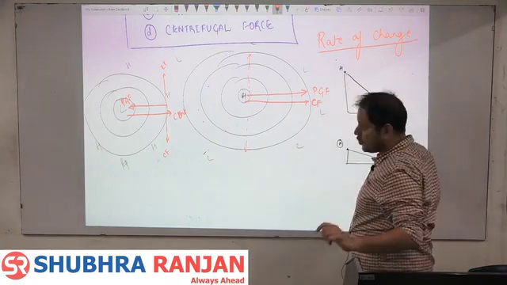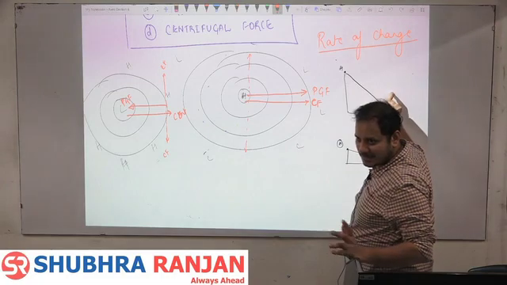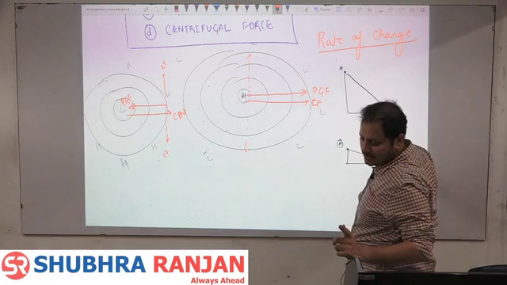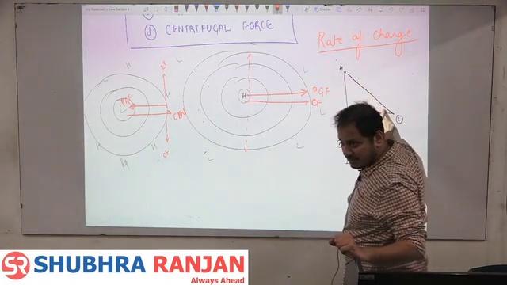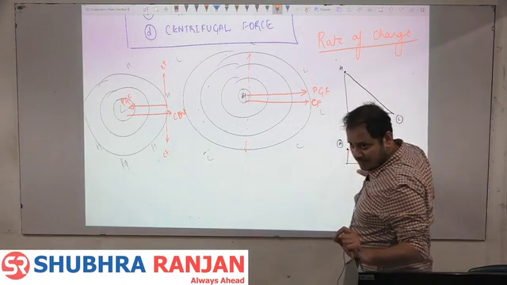So jitna zyada slope utna greater is the speed of the river. Gradient is slope gradient. Jitna kam slope utna less is the speed of the river. Isliye greater the pressure gradient, greater is the wind speed. Lesser the pressure gradient, lesser is the wind speed. Fine. Next.